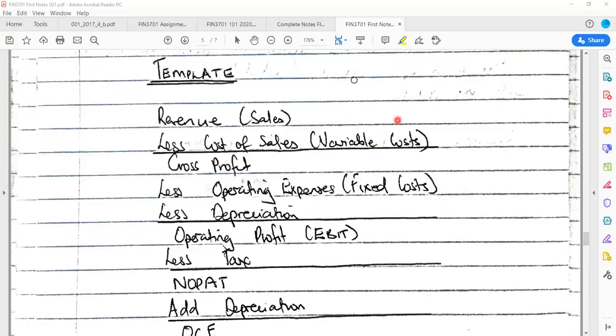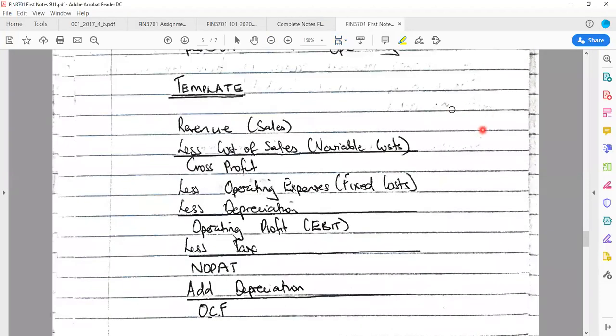So next, you need to know the template on how to calculate your operating cash flows, and I've put the template up here. Here it is. So the template is the basic structure of an income statement. The only difference is with an operating cash flow template, you don't have interest expense. The basic structure is as follows.